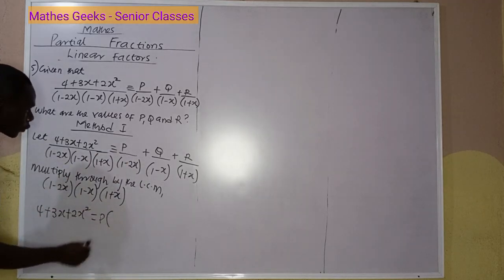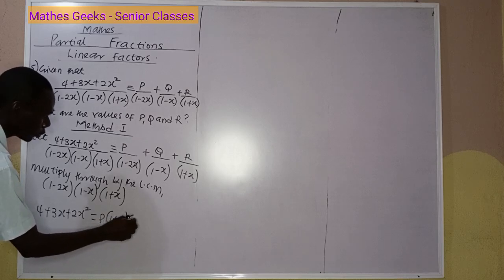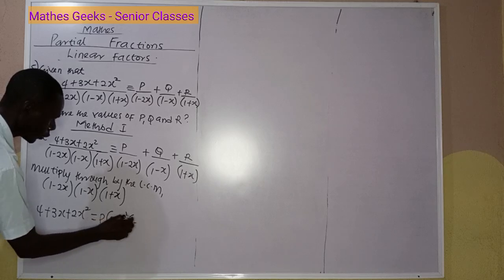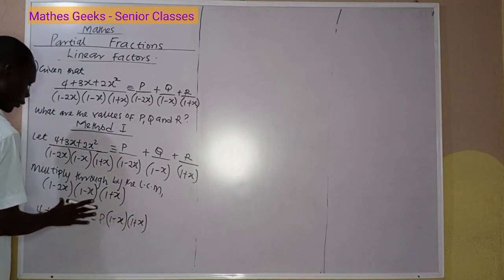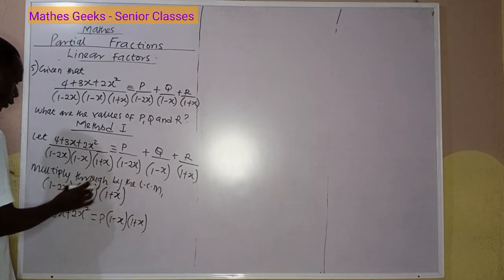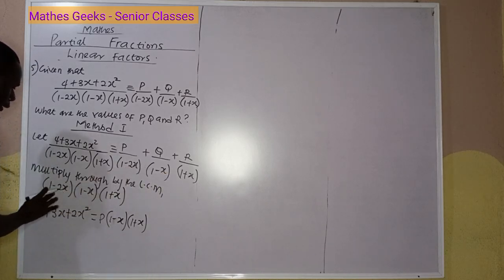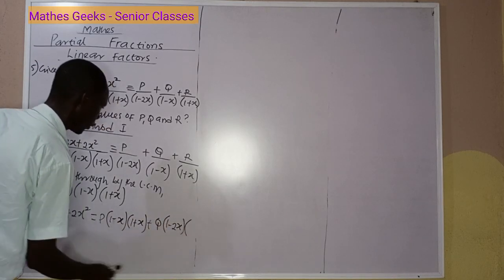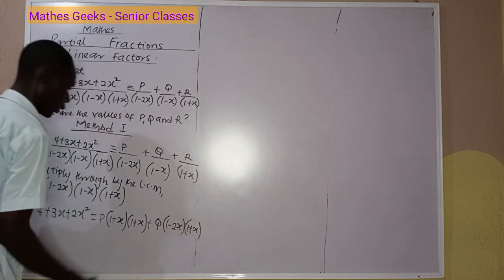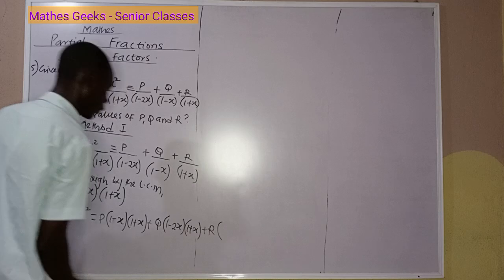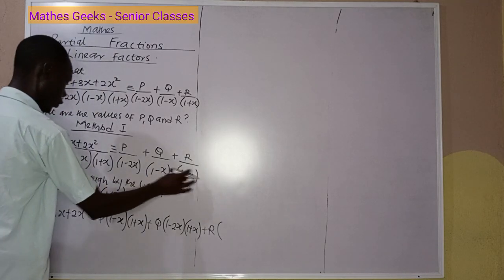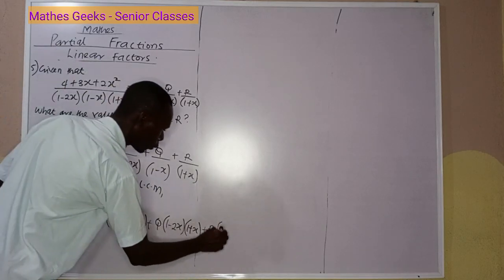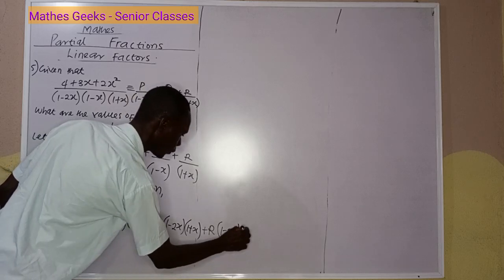So that gives us p times (1 + x)(1 − x). Then, when you use the LCM to divide this denominator, it will eliminate this part because they are common factors, they are the same. So plus q times (1 − 2x)(1 + x), then plus r is equal to, when you use the LCM to divide this denominator, this part will cancel because they are the same, so r times (1 − 2x)(1 − x).